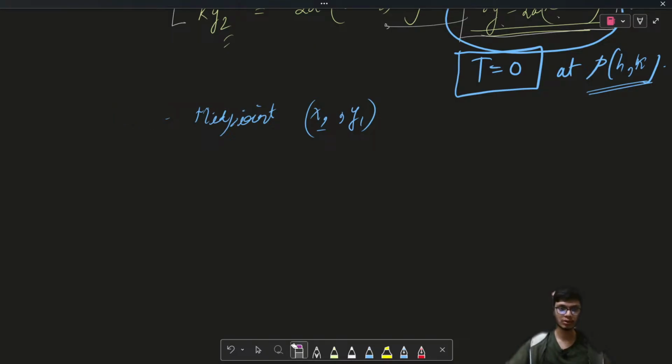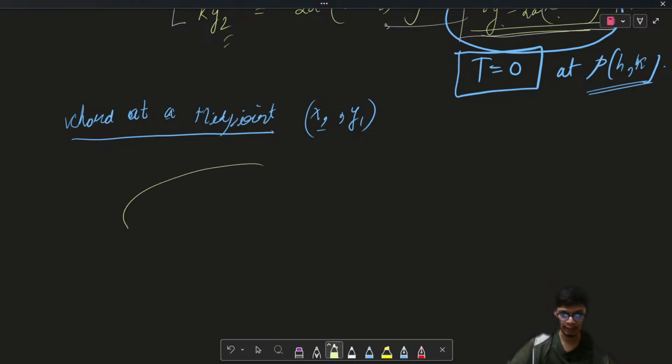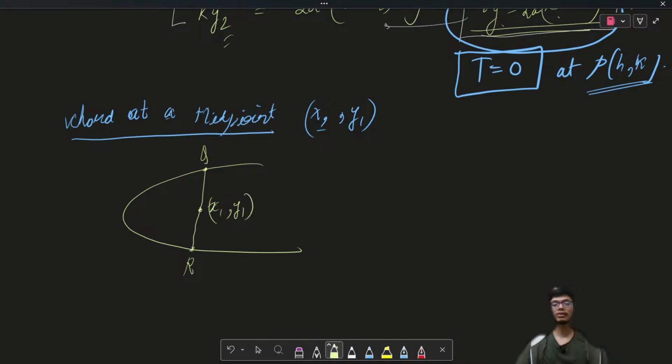So if I want to discuss the equation of a chord at a midpoint x1, y1, what does it mean? For a given parabola, if I take two points Q and R and draw a chord, the chord's midpoint is given as x1, y1. So I want to find the equation of this chord QR whose midpoint is x1, y1.